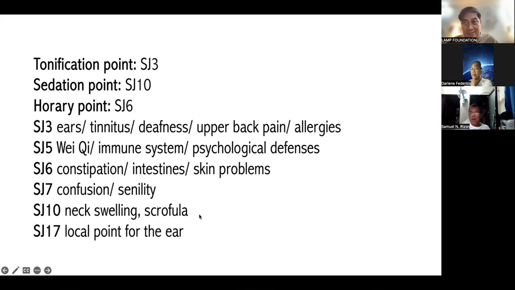Or baka meron kang ibang element for Sanjiao. Wala po. So it's a fire element. Can everybody get that? So we just don't memorize. So, Sanjiao 3 is a tonification point because being a yang channel, it is the wood point. Okay, maybe you can answer why Sanjiao 10 is the sedation point.